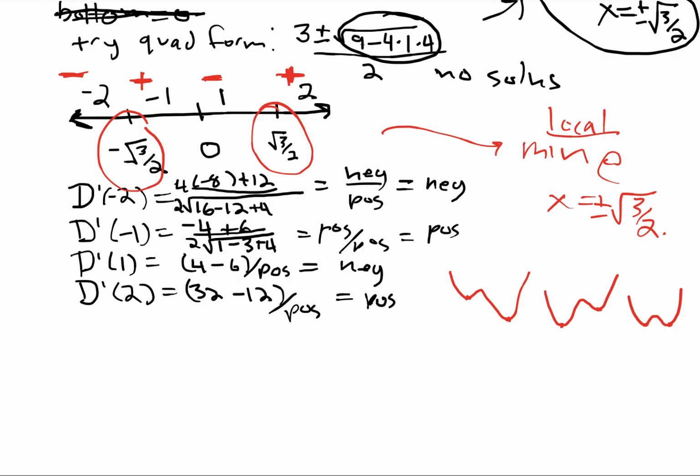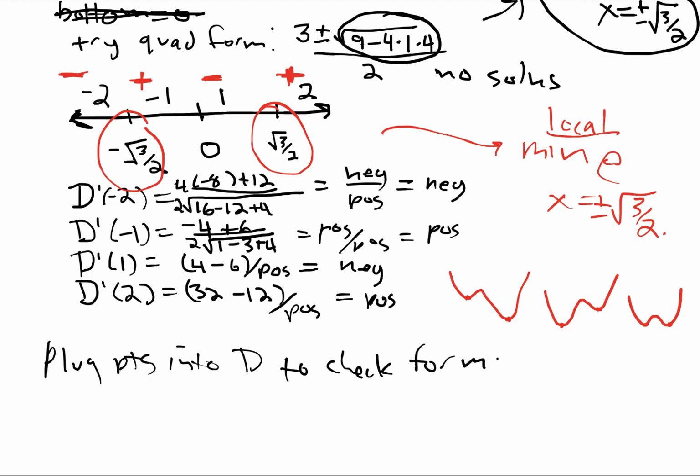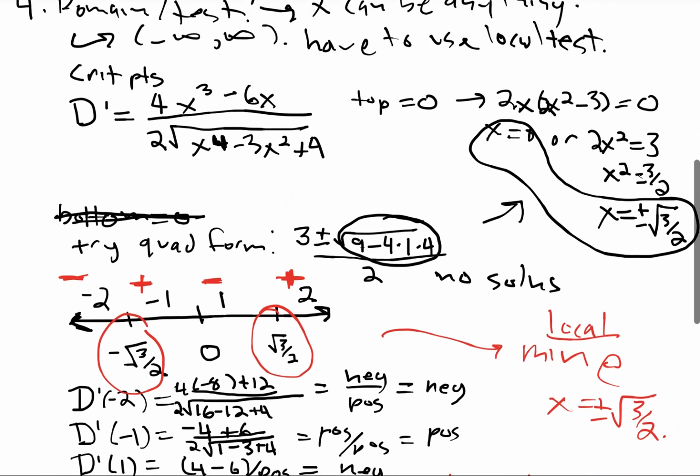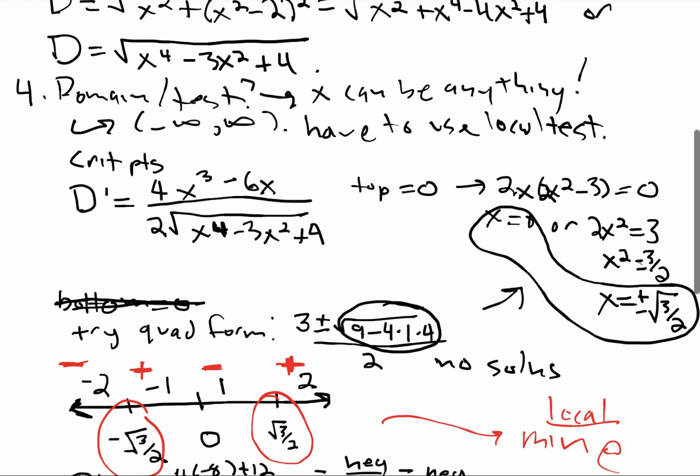I know that these are mins. Which one's the smaller min? Well, I can take it to my original function to actually see what's going on, right? So what I'm going to go ahead and do is plug my points into D to check for my min.